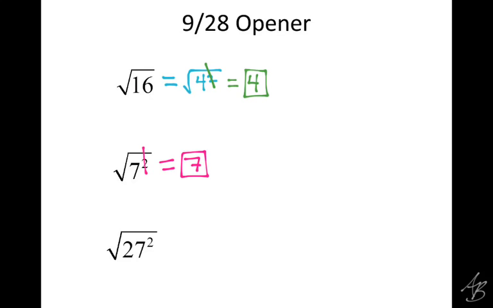Same thing here. This one would be a pretty big number. Anybody know what 27 squared is? 729. Okay, it's a pretty big number. You probably use your calculator to get it, right? But you don't need it because it's already a square, right? So since we have a square inside of a square root, what's going to happen with the square and the square root? They're going to cancel each other out, and that leaves 27.